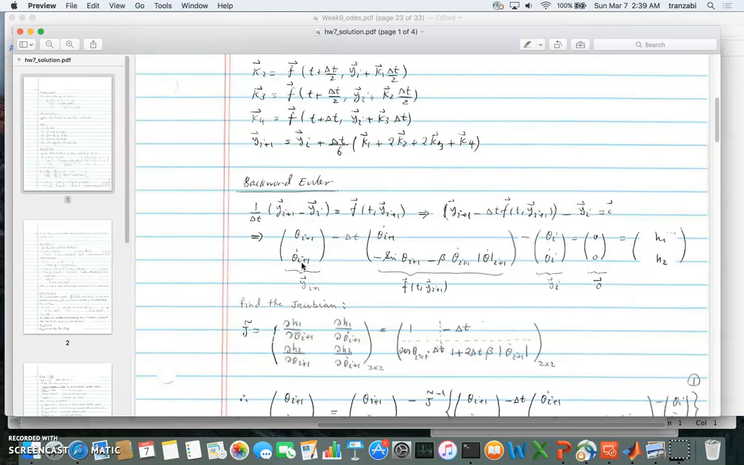Now you see that this is a nonlinear equation in terms of theta and theta dot, again theta i plus 1 and theta dot i plus 1. So we have to use Newton's method to solve for theta i plus 1 and theta dot i plus 1, similar to the nonlinear differential equation we had before. So stay tuned for the next video on how we can solve this nonlinear differential equation for theta i plus 1 and theta dot i plus 1.